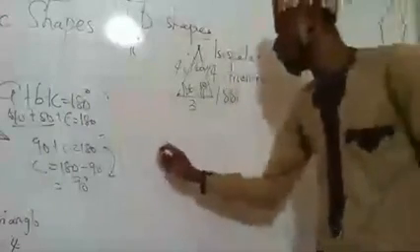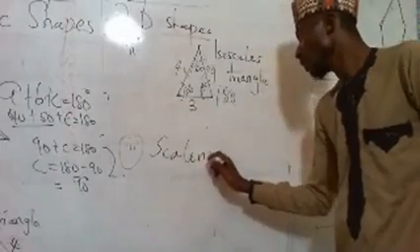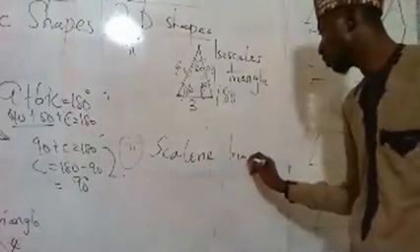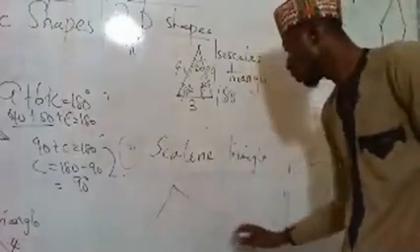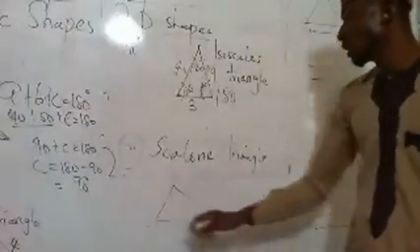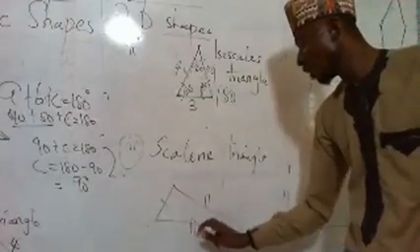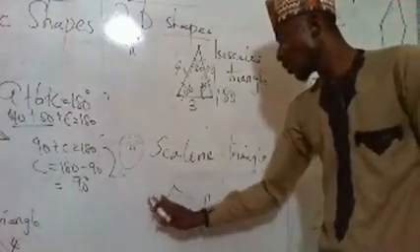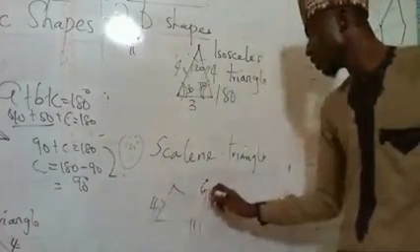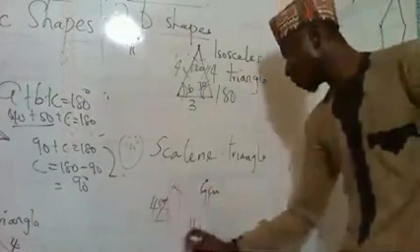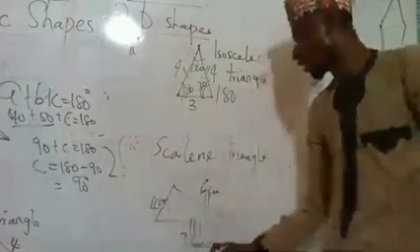That is scalene. Scalene triangle. Scalene triangle, you see it in this form. It will not be equal. All the sides are not equal. If this place is 4, this place will be 6 centimeters, and this place will be 7 centimeters, for example.